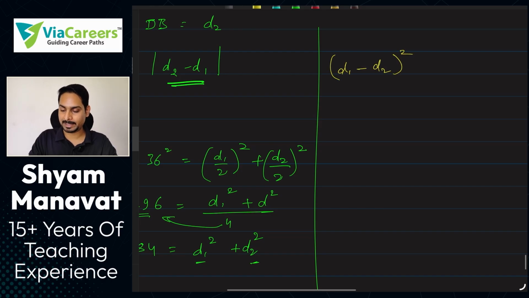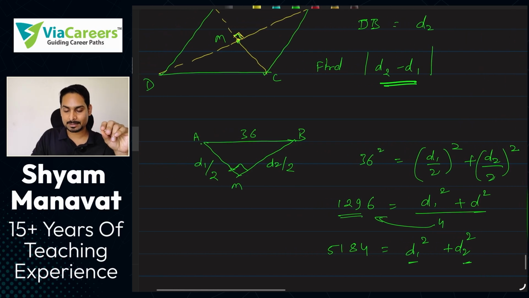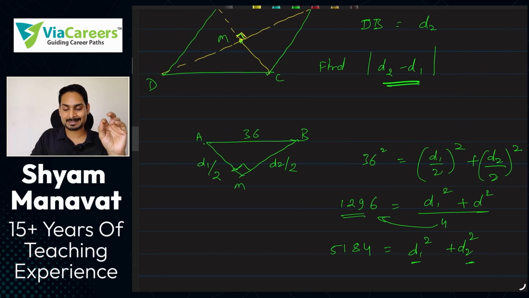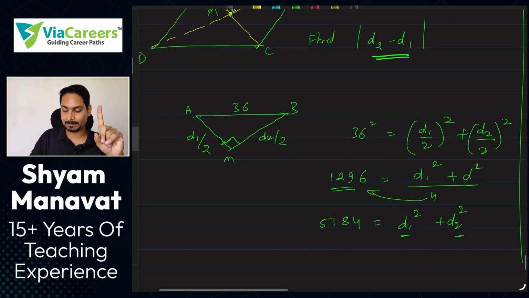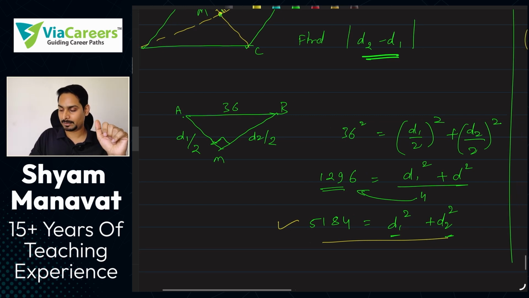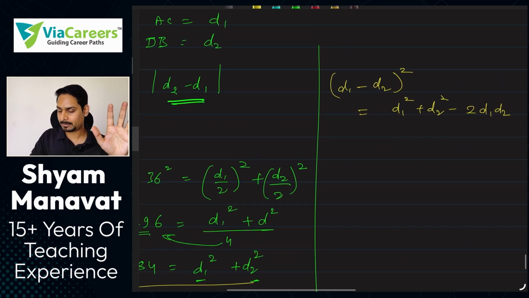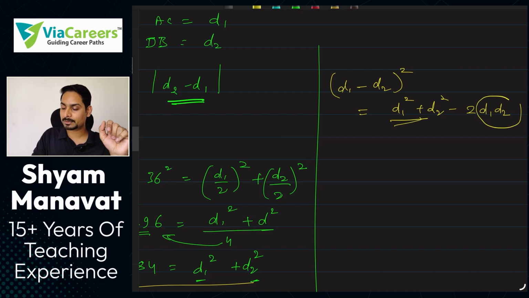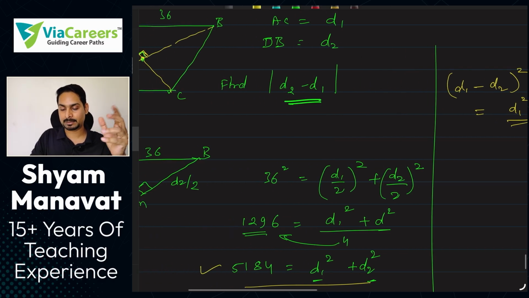If I apply it, I get D1 minus D2 whole square equal to D1 square plus D2 square minus 2 D1 D2. So with the information that it's a rhombus and one of the sides is 36, applying only one property, we found D1 square plus D2 square. So this is where we are heading, right? Because that's how we can relate. So if we can focus on finding the product of the diagonals, it will be easy for you.